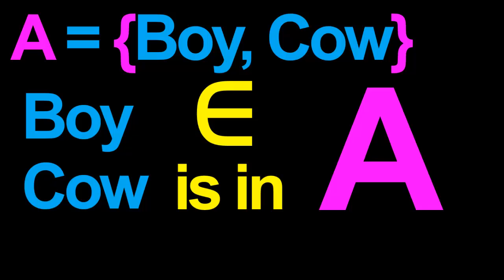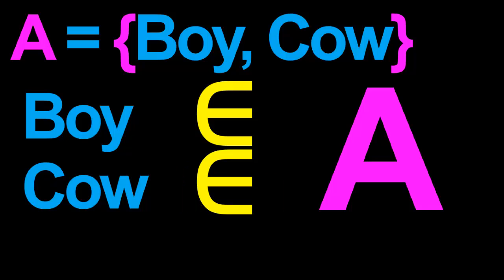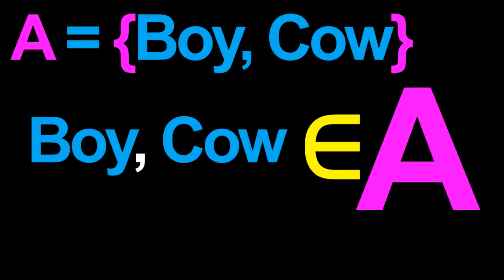So when we write it out as such, we say that the element boy is in the set A, and similarly, the element cow is in the set A as well. Now, of course, we can also combine these two statements into a single statement, namely the statement that the elements boy and cow are in the set A. The mathematical punctuation mark comma here stands for the English word "and."